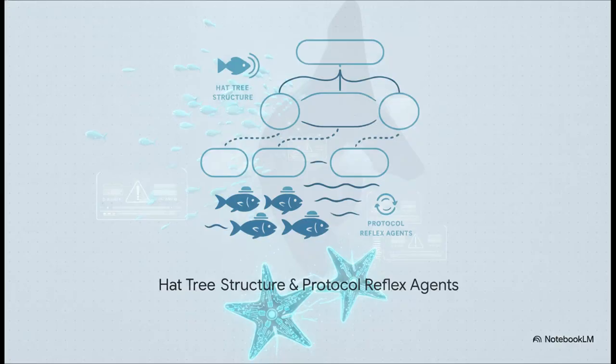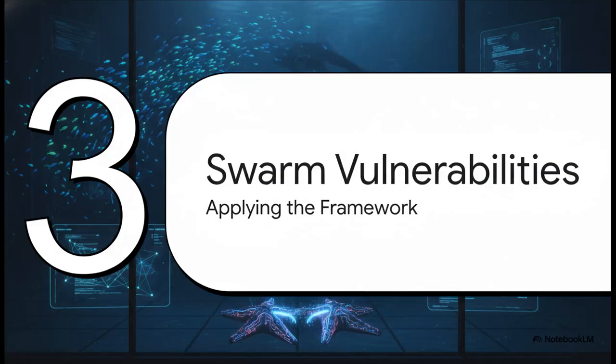Now, you might be wondering, how does a decentralized protocol actually code this kind of biological behavior? Well, it does it through a hat tree structure and protocol reflex agents. Essentially, individual roles are dynamically automated. When the water gets hot, these reflex agents allow the smart contracts to react instantly. This makes the entire school move as one synchronized entity, completely bypassing the need to wait for a slow, top-down management decision. Which brings us to swarm vulnerabilities, where we'll be applying the risk framework.